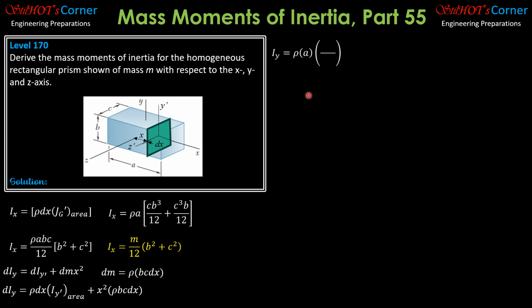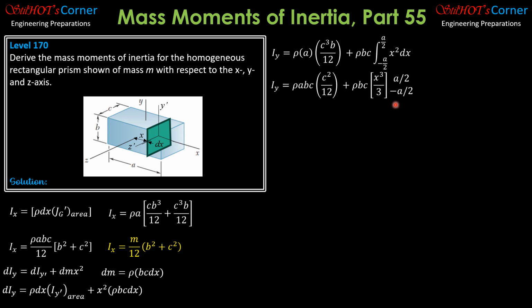So Iy therefore is equal to density times a, then Iy prime of area is simply equal to cb cubed over 12, which is this. Iy prime of area is c cubed b over 12. This is the y prime axis, so it is bc cubed over 12 or c cubed b over 12. Then plus rho bc, integral of x squared dx from negative a over 2 to positive a over 2. So Iy is equal to rho abc, quantity rho abc over 12, quantity c squared, then plus rho bc x cubed over 3 from negative a over 2 to a over 2.